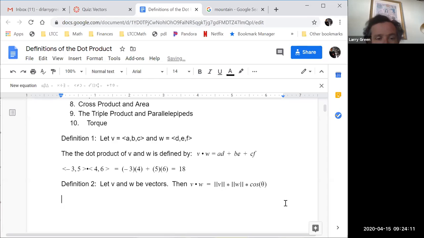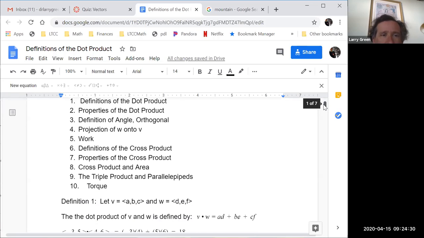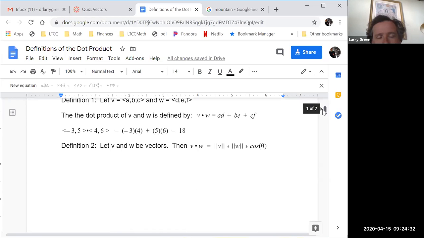Okay, so that's a geometric definition of the dot product, and they're both important. They come up a lot. Any questions on that? Okay, so far so good? Okay, so we've got the dot product. Now we want to get into the properties of the dot product.